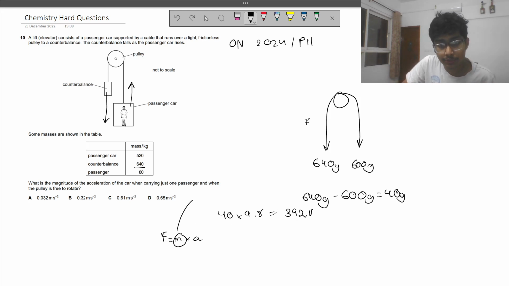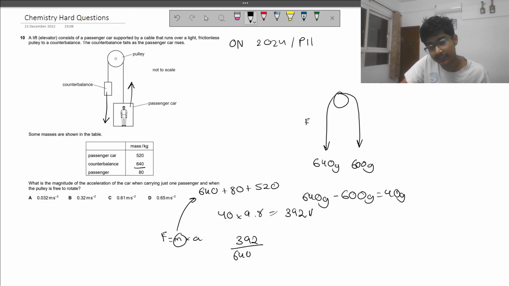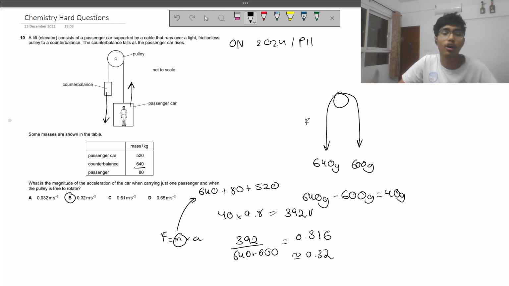So the mass over here would actually be 640 plus 80 plus 520. And if we do 392 divided by 640 plus 600, which is 1240, if we do that, we'll get the acceleration as 0.316, which rounds up to 0.32, giving us the answer of option B.